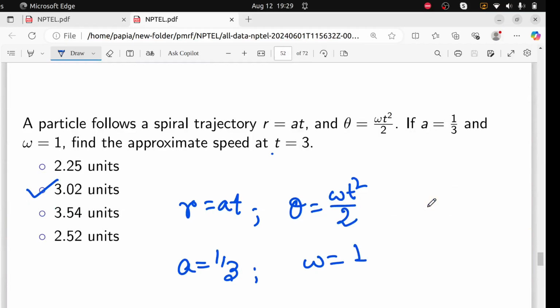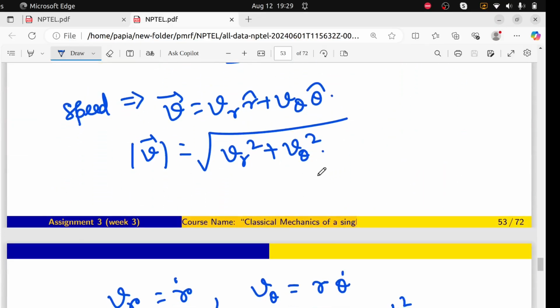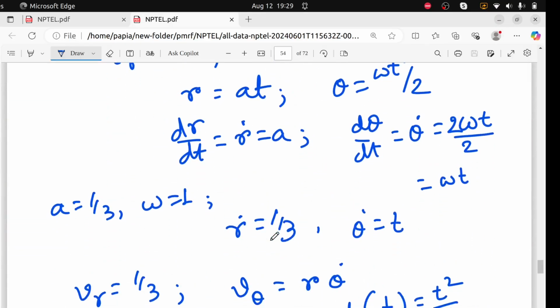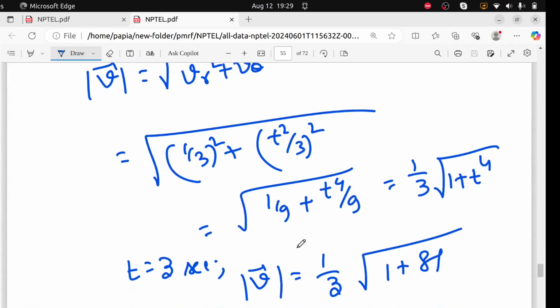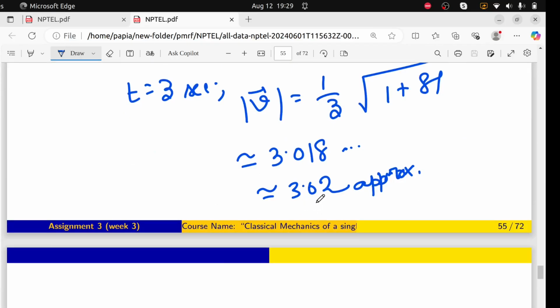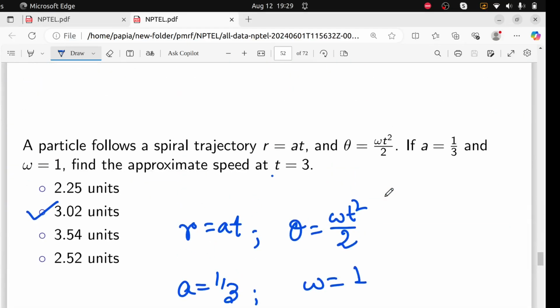Then this one: a particle follows a spiral trajectory r equals a t, theta equals omega t square by 2. Then what is the approximate speed at t equals 3? So the speed at t equals 3, we can write it with v_r, v_theta, and r dot, r theta dot. Then the magnitude of v equals square root of v_r square plus v_theta square. So we just put all the values and we are getting 3.02 approximately. This is option number 2. Yes.